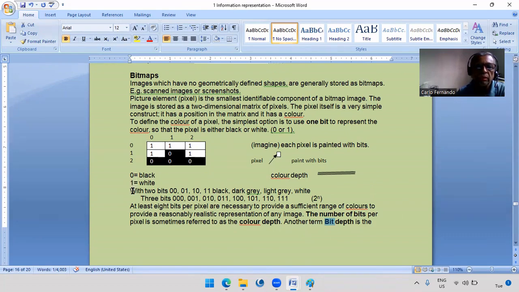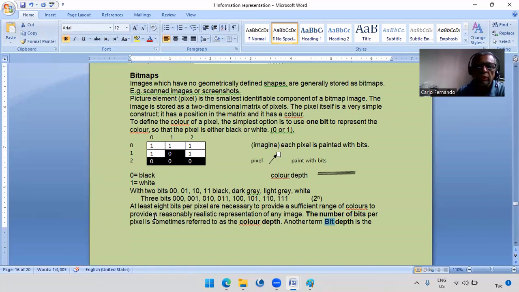If you use 2 bits, you can have how many? 1, 2, 3, 4. 0 0, 0 1, 1 0, and 1 1. So with 2 bits, you can have 4 colors. Maybe 0 0 is black, but we have to define what the other colors are. 0 1 is dark gray, and 1 0 is light gray. 1 1 is white. And also with 3 bits, you can have 8 colors.